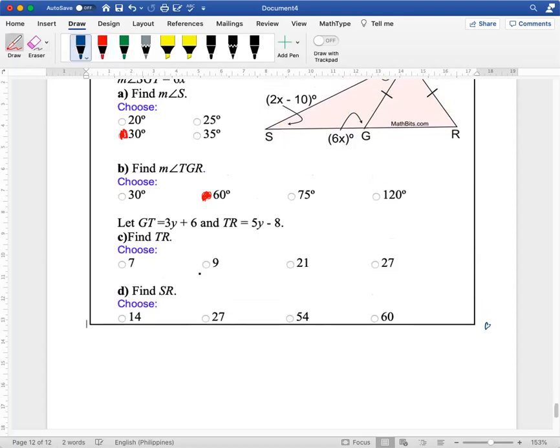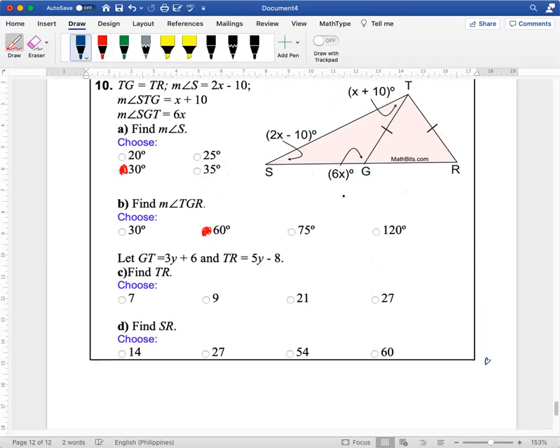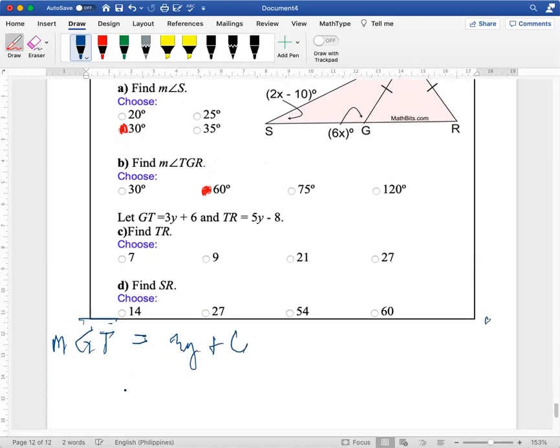Okay, let's go. So the side GT, the measure of side GT is equal to 3y plus 6. And TR, the measure of the side TR, is equal to 5y minus 8.